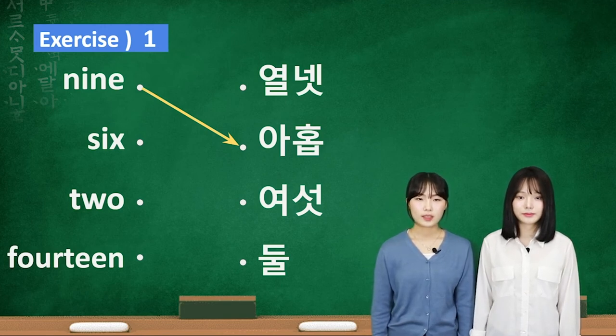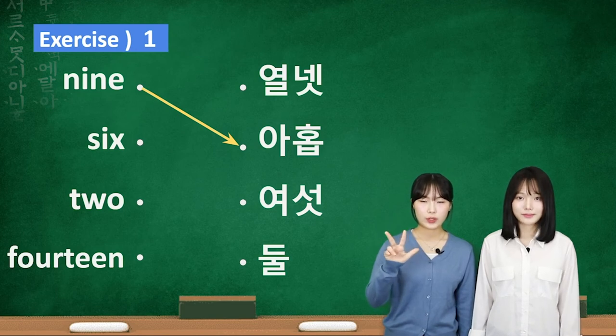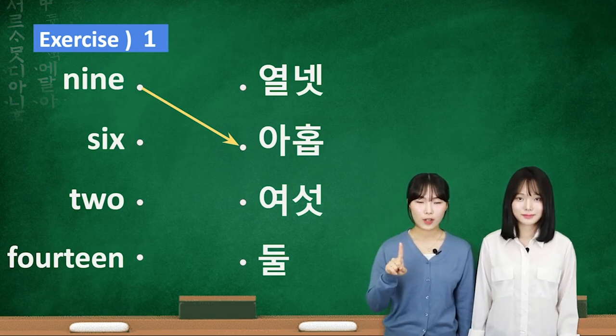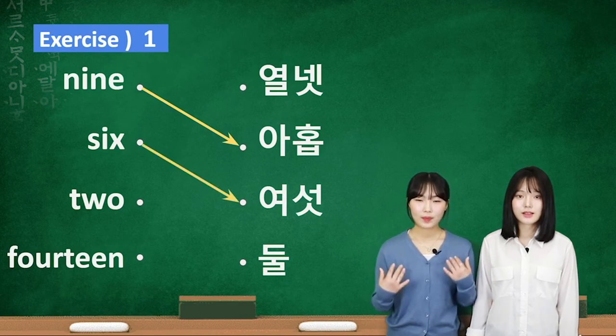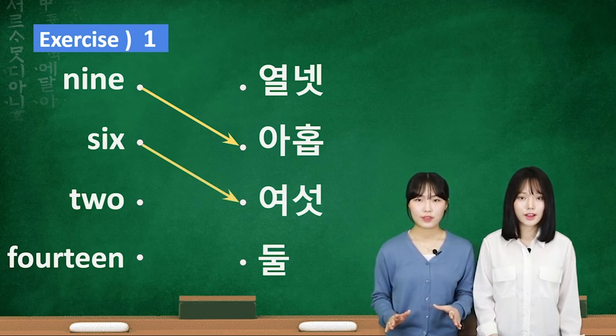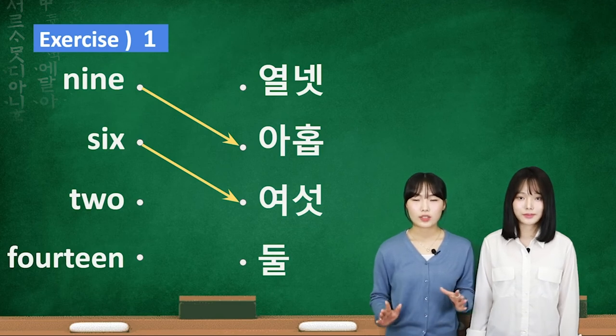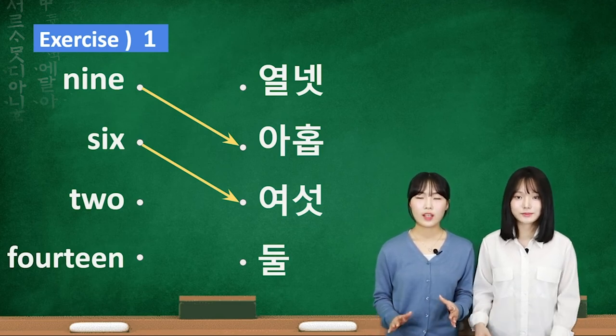Second, six. Which is the correct Hangul number? 5, 4, 3, 2, 1. Yes, the correct answer is the third. Please repeat after me. 여섯.